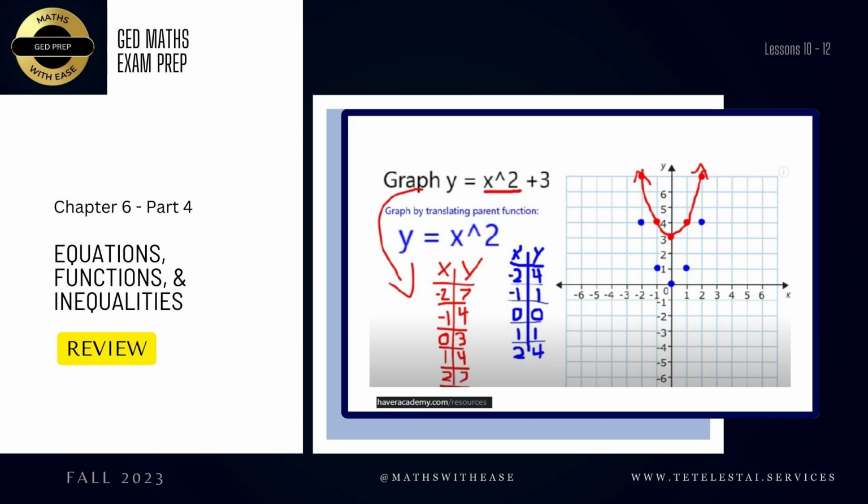This particular graph has arrows drawn at the end of the graph. So we're going to assume that the graph continues on into infinity. So our range would be from positive 3 into infinity, because positive 3 is the lowest point of this red graph, okay? So our range would be from positive 3 into infinity, and our domain would be from negative infinity into positive infinity.